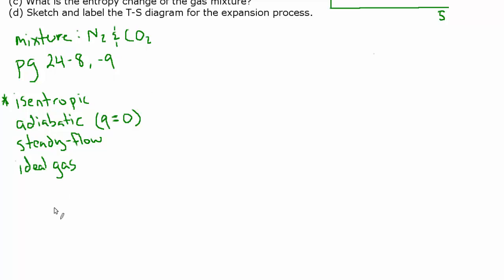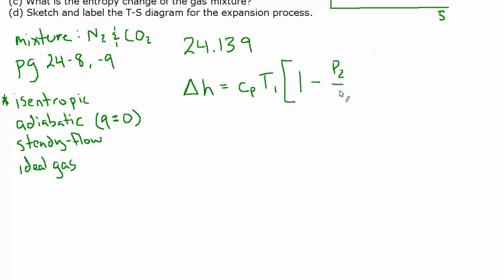So with these assumptions, my eyes are drawn to the bottom right corner of page 24.9, the isentropic steady flow systems. If we can only deal with this assumption here, if we can make it isentropic, then there's a very nice formula, 24.139, and I'll jot that down, 24.139. This one says that the change in enthalpy equals Cp T1 times 1 minus the ratio of P2 to P1 raised to the (k minus 1) over k.